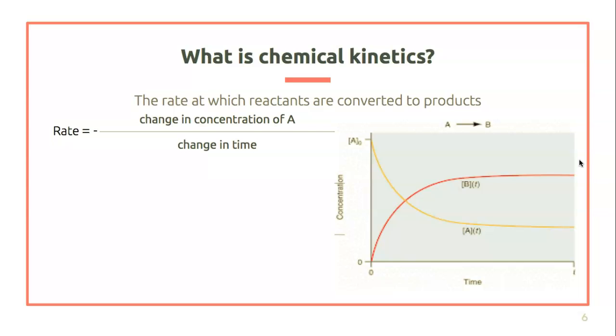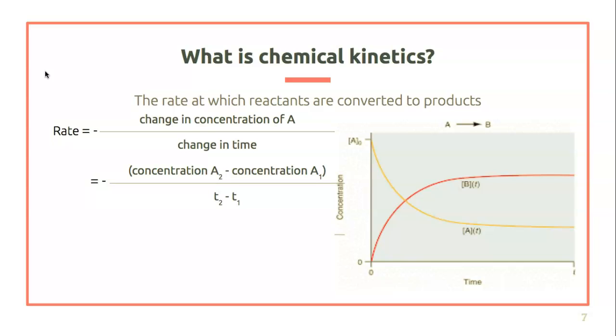Please do notice that there is a little negative sign out in front in here. Why might that be, do you think? Well, of course, it's because as A is being used up, as A is disappearing, B is appearing. So B is going to have a positive rate of appearance, but A is going to have a negative rate because it's disappearing, it's going away.